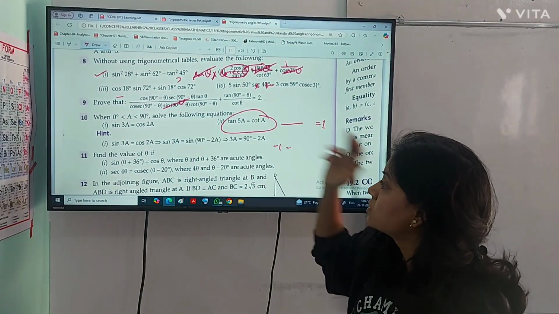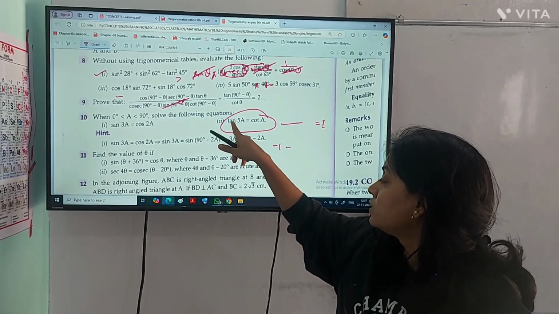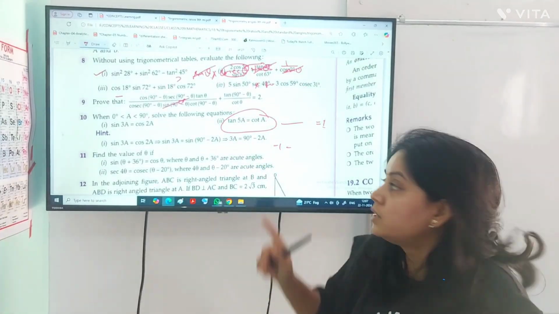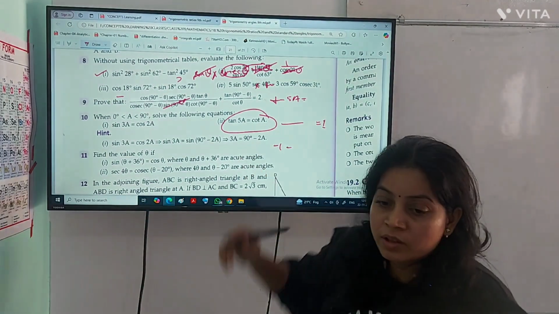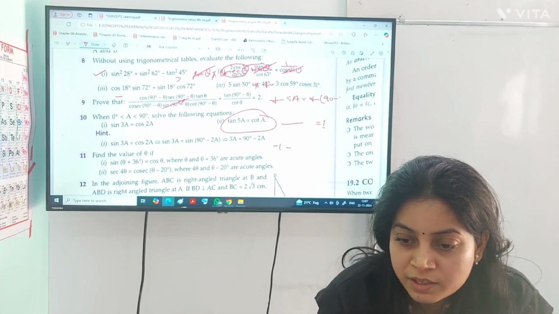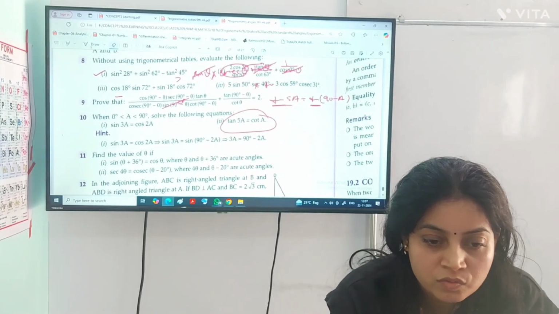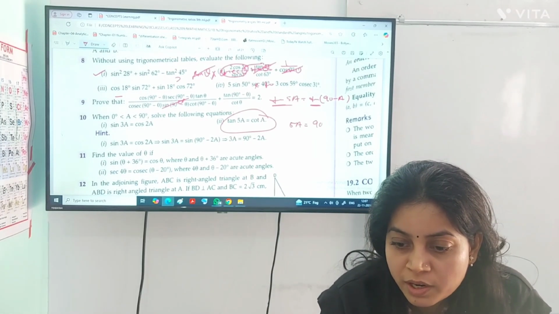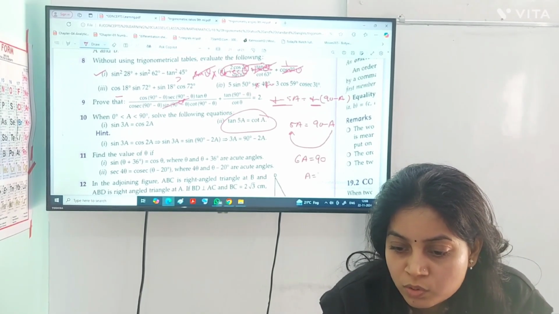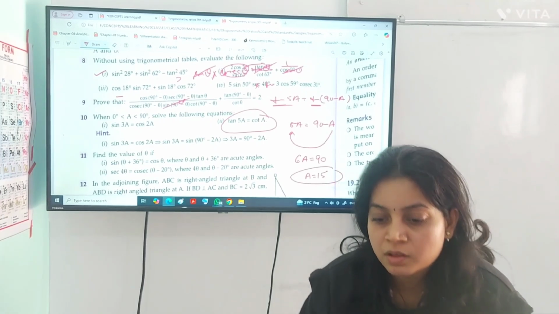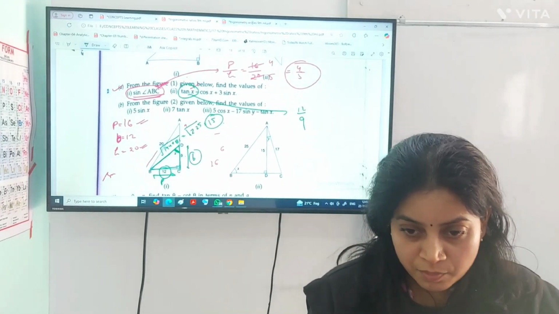In this question, tan 5A is equal to cot A, solve this trigonometric equation. So if I want to compare, I just need both sides to have the same ratio. If this side is tan, I want this side also tan, then only we can compare the angles. Then cot A can be written as tan 90 minus A. Then both sides are tan. Now you can compare the angles. You will get 5A is equal to 90 minus A. So A will go this side, this will become 6A is equal to 90. So A will be equal to 90 by 6, that will be 15 degrees, that will be the answer.